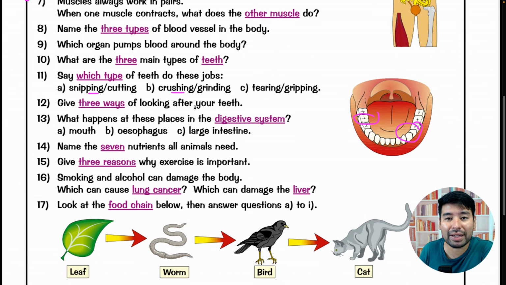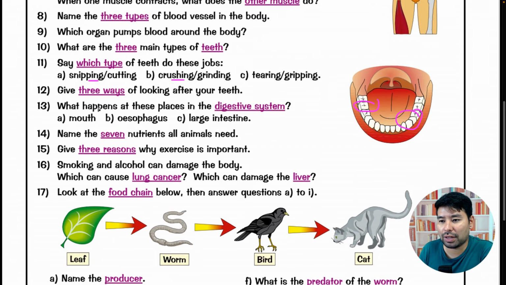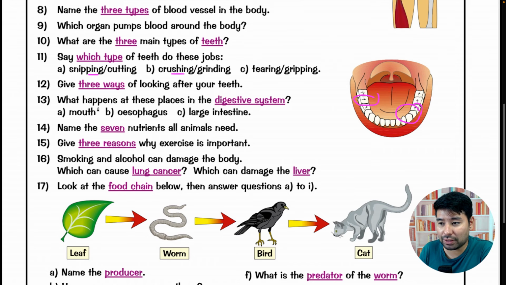Qual que é o nome? Então, give the name of the teeth that does this job, que faz esse trabalho específico. Snipping and cutting. O que era cutting? Cortar, né? Então, dá o nome do teeth, right? 12. Give 3 ways of looking after your teeth. Remember that looking after não é olhar depois. Looking after, as duas palavras juntas, tem um outro significado.